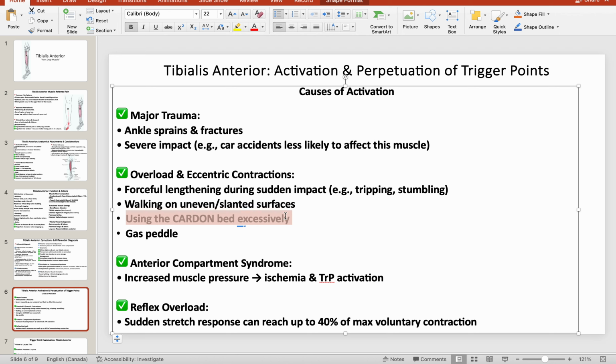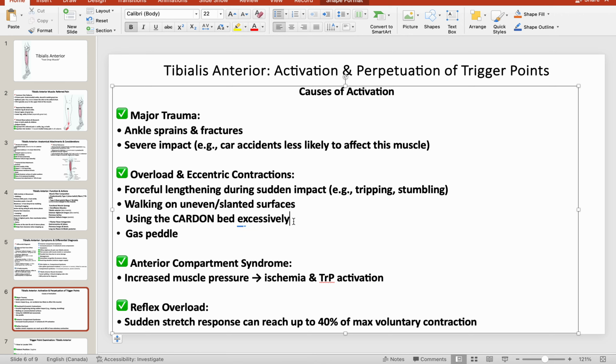This is where I think I got my problem. I don't know if any of you are encountering this, but with those Cardon beds, they're nice, but you have to use the tibialis anterior all the time, especially when you're on the sides. So I think from excessive use of bringing the bed up and down, and using that footrest under the bed, that's what's giving me this, because I always use it with my right leg. Gas pedal. So these are all the things when people come in.